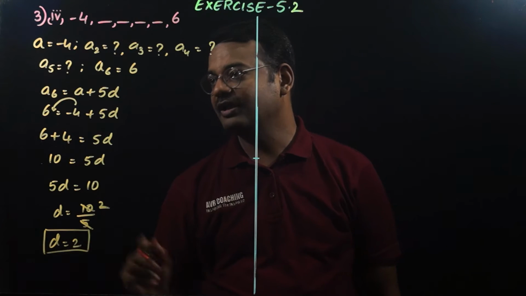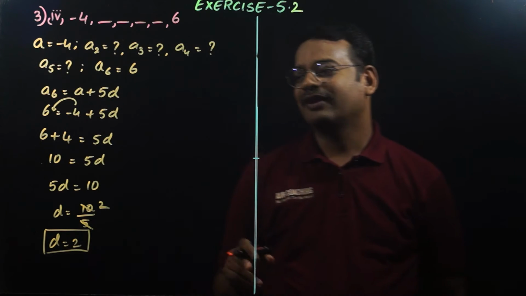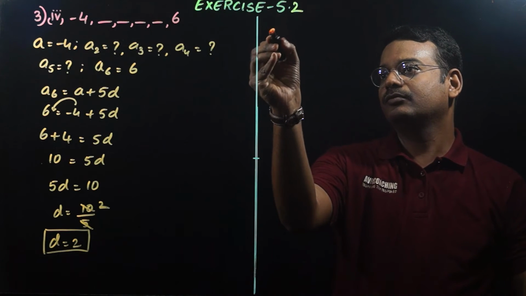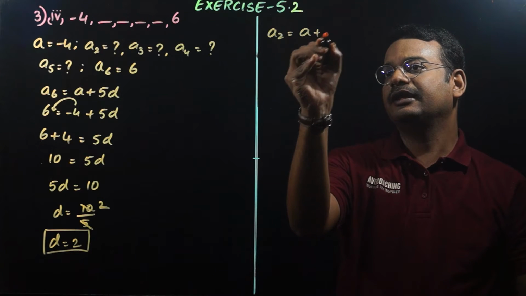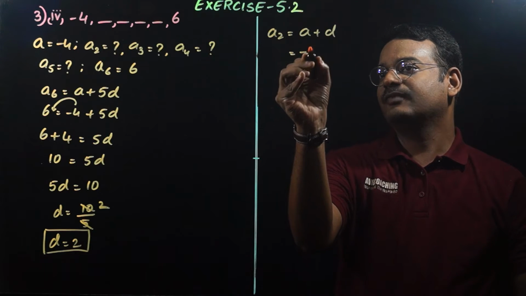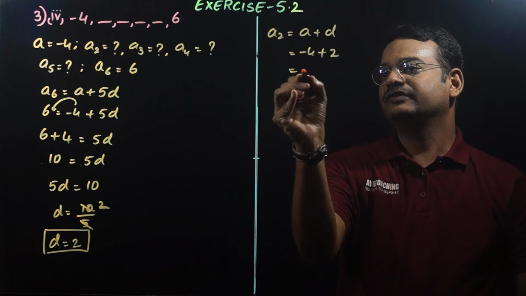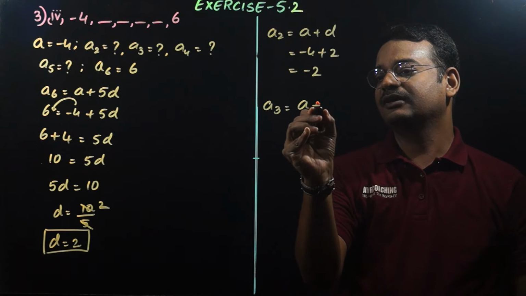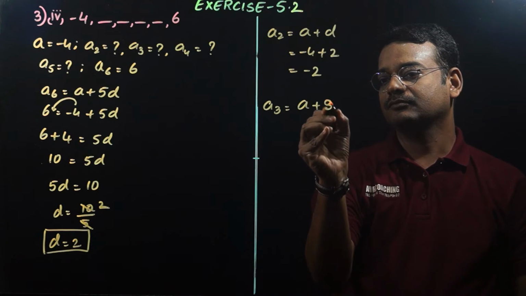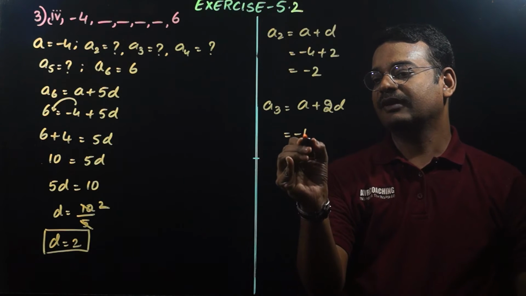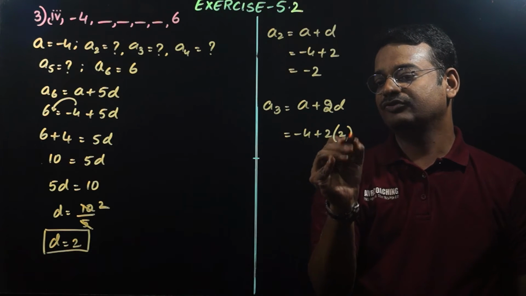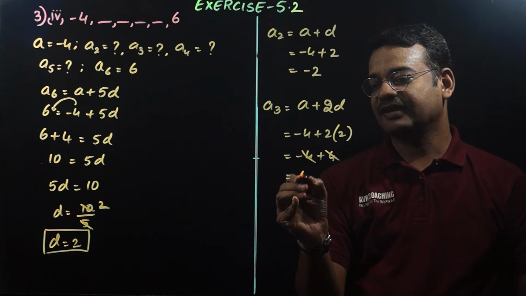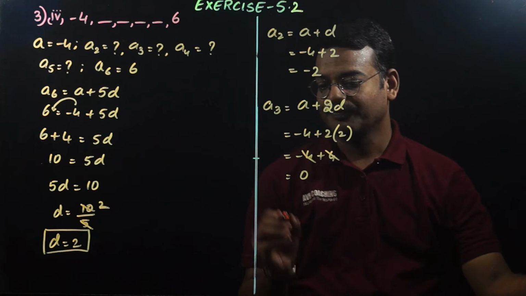So once we have the D value and the first term, we can find any term of the series. So we have to find A2. A2 is nothing but A plus D, which is minus 4 plus 2, which is equal to minus 2. Next we are finding A3 value. A3 is nothing but A plus 2D. A is minus 4 plus 2 into D value, which is 2. So minus 4 plus 4 is nothing but minus 4 gets cancelled. A3 is 0. Now A4.